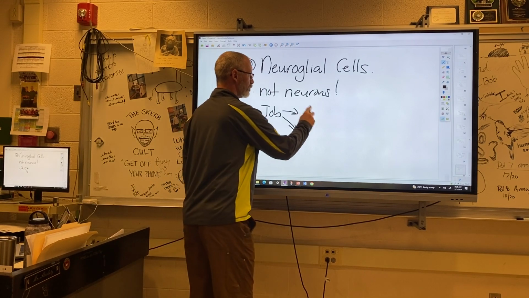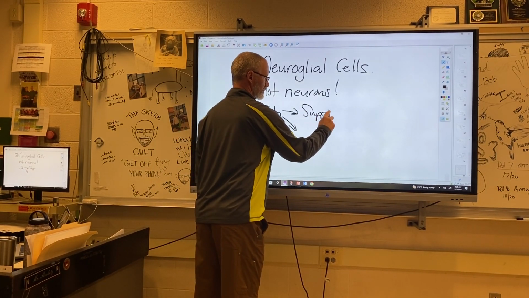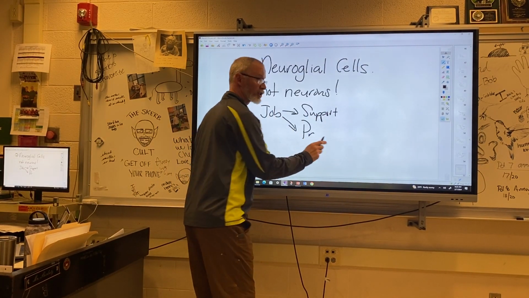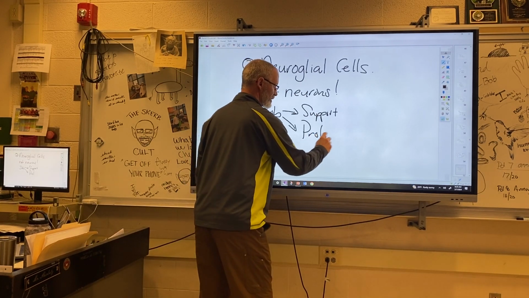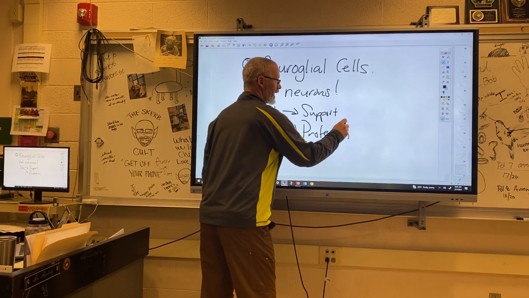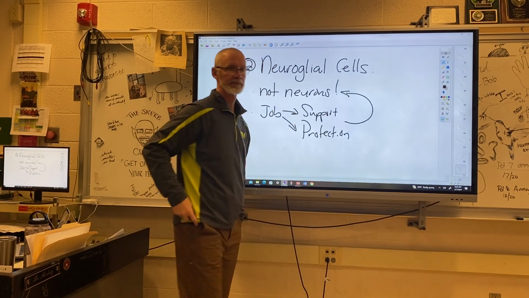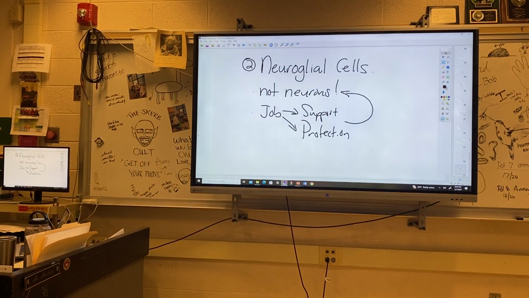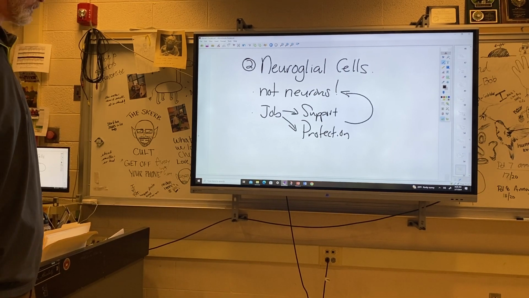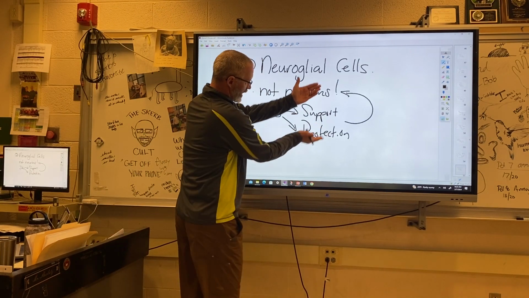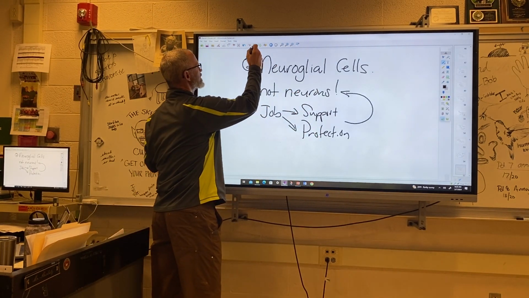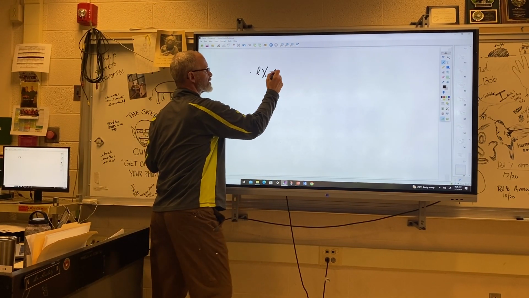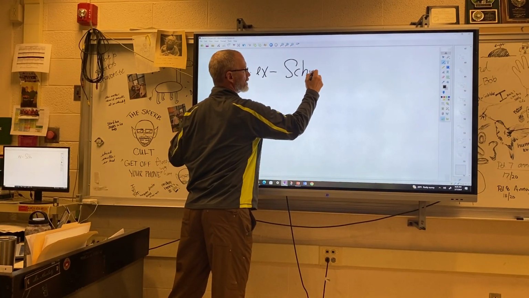They provide support and protection, depending on what type of neuroglial cell it is, sometimes both, and they provide this to neurons. Some of your neurons actually have personal assistants to take care of them. To examine these two things, let's do one example, a very common neuroglial cell called a Schwann cell.